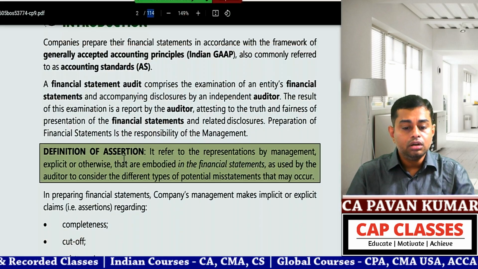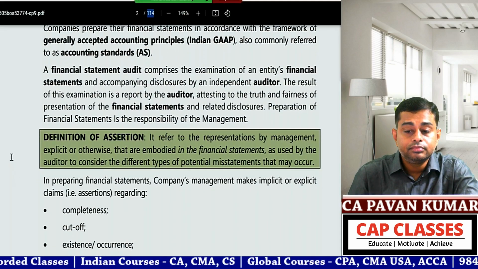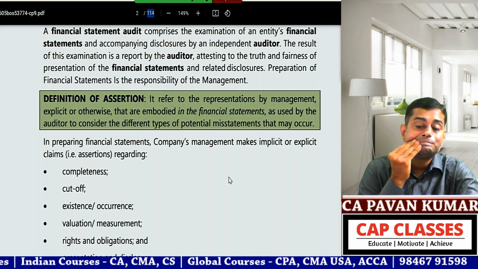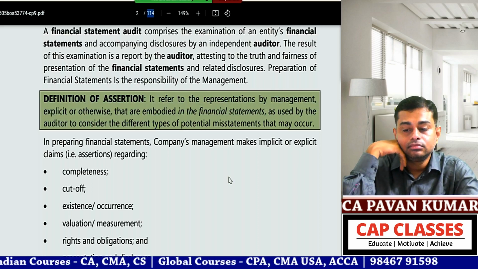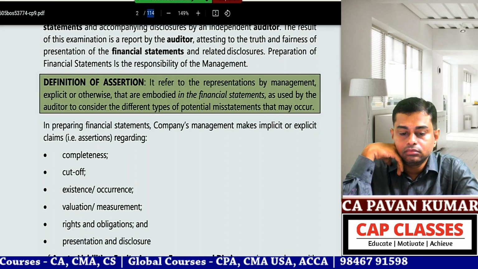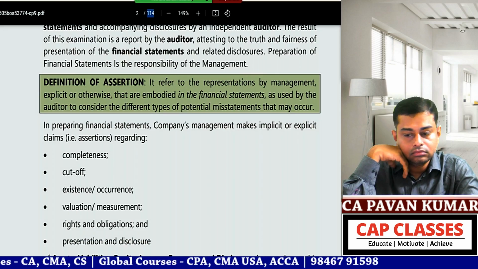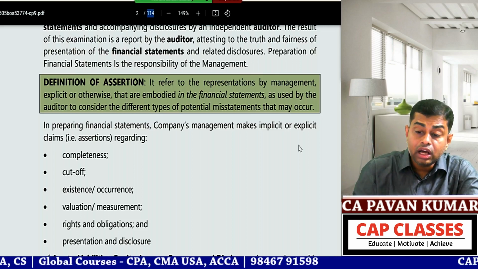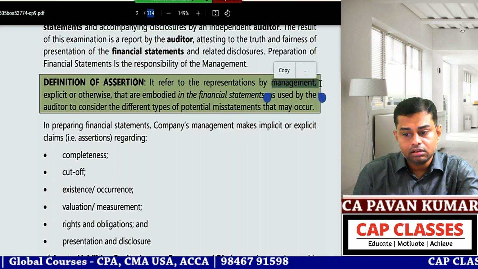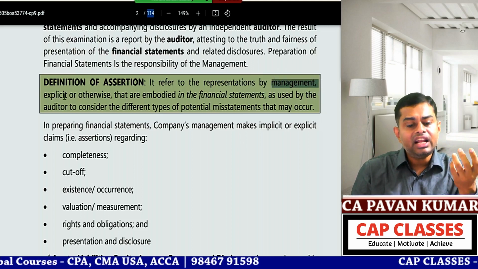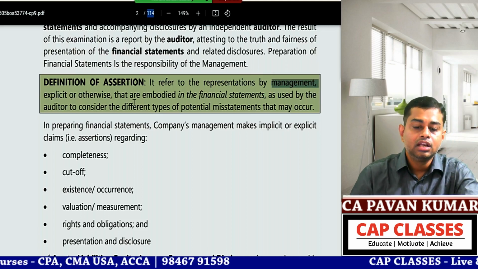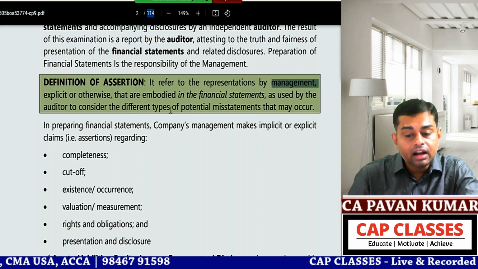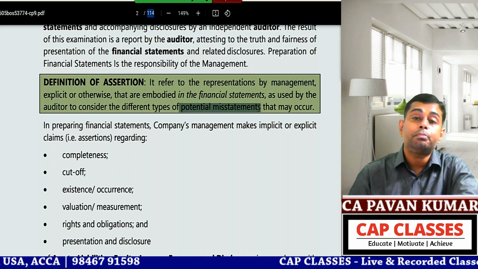You understand? So, Rajat, read this. Definition of assertion. It refers to the representations made by management, explicit or otherwise, that are embodied in the financial statements, as used by the auditor to consider the different types of potential misstatements that may occur. So, representations by management, either explicit or implicit, that are embodied in financial statements as used by the auditor to consider potential misstatements that may occur.